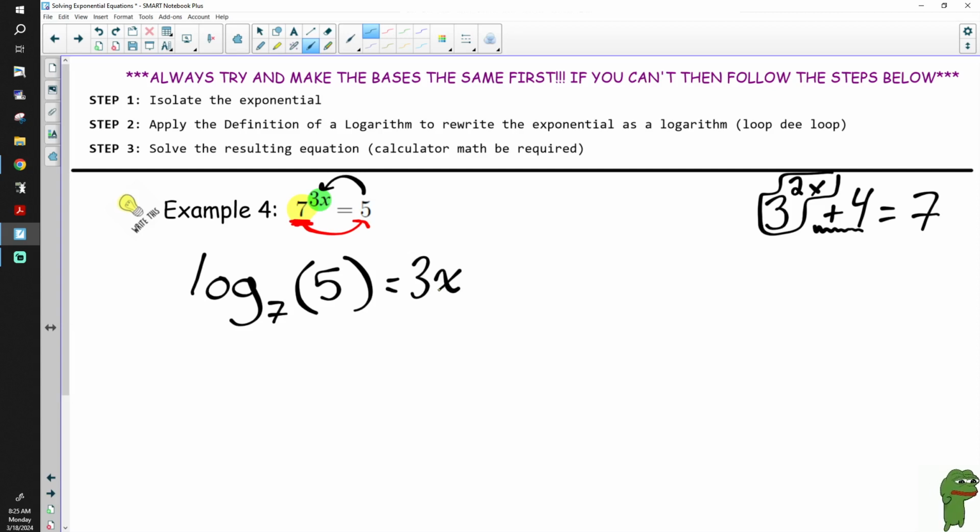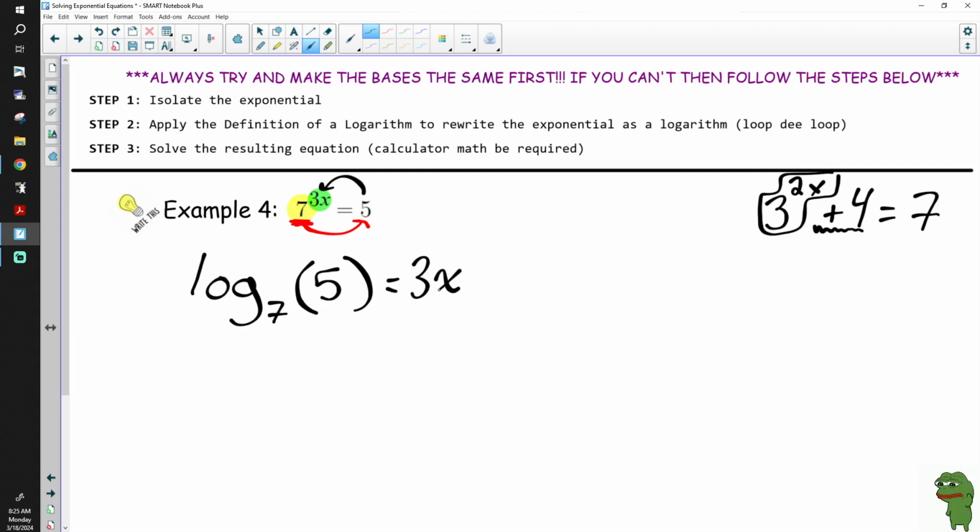Okay? So now we need to solve the resulting equation. Our goal is to get log equals x. Is this x by itself right now? No. What do we still have? And whenever there's a 3 in front of an x, what do we usually do in an equation?